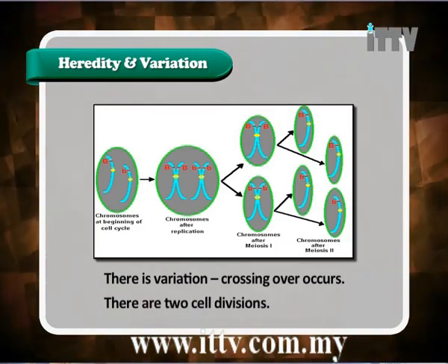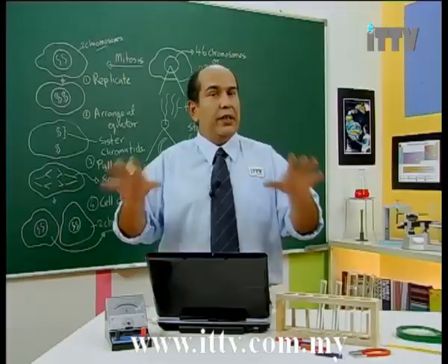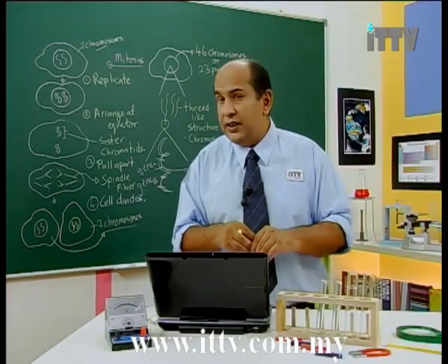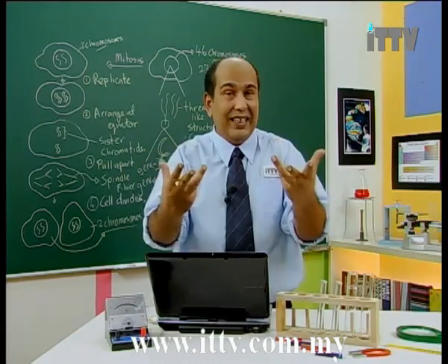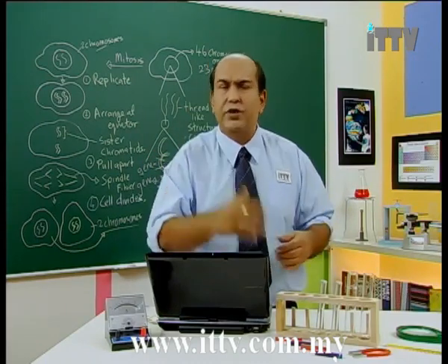There are 2 cell divisions. So in this one, slightly different to mitosis. Mitosis, we divided once. Here we need to divide twice to produce the 4 cells.